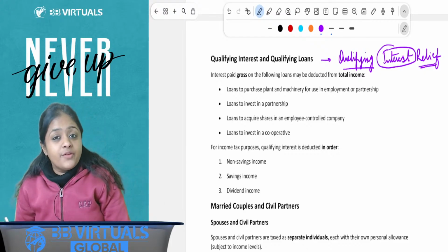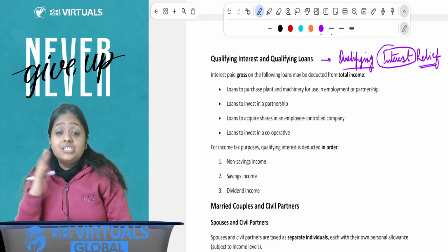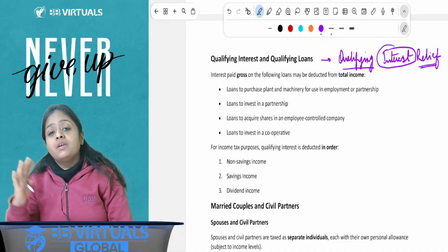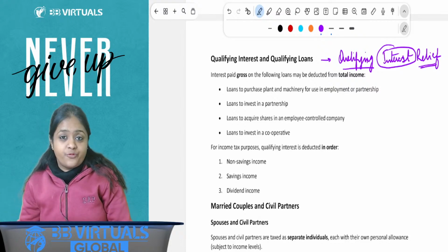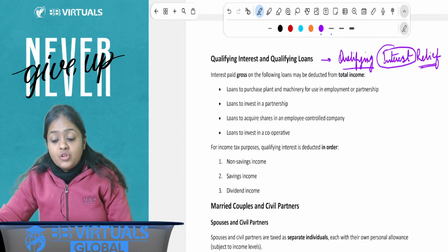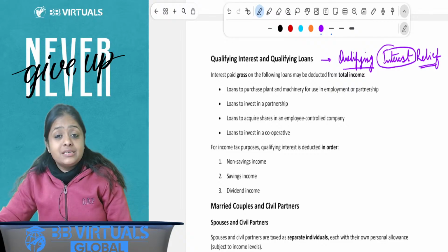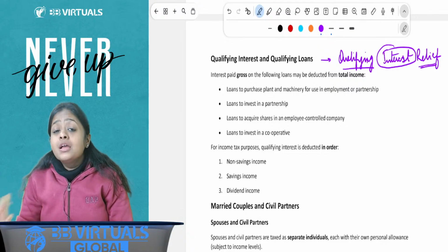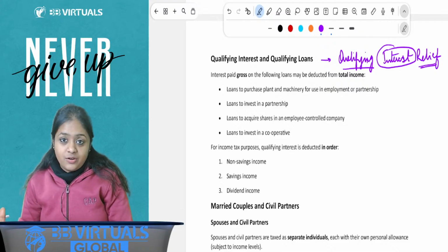So what is a qualifying loan? A loan on which you are paying interest, and the interest that you are paying will give you income tax relief. So you don't get relief on the loan, you get relief on the interest amount that you are paying. Clear? Now comes the point, ma'am, what is a qualifying loan?